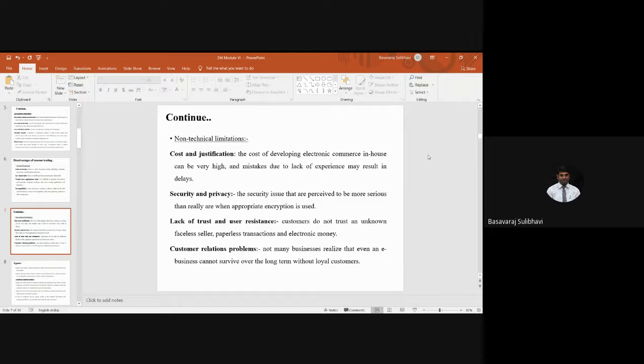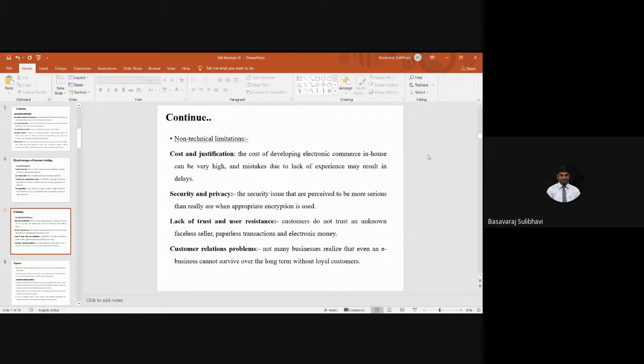Now we have lack of trust and user resistance, where customers do not trust an unknown, faceless seller, paperless transactions, and also electronic money. That is why e-commerce sites stress more on cash on delivery, where no debit card or anything else is used. You only pay cash when the product is delivered to your doorstep. Even if people pay using any devices or applications, the payment to the seller or delivery person is made when you find that you have received the product physically.